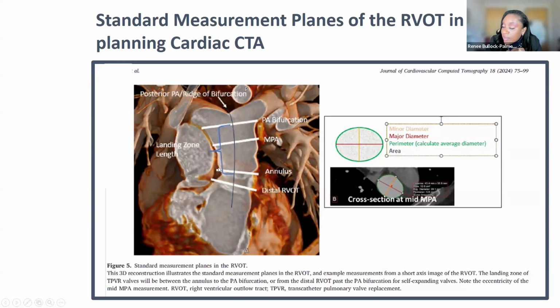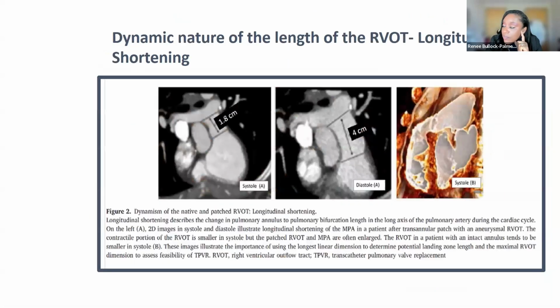You want to look at the length of that landing zone, because that will determine what type of valve is able to be placed in that pulmonary artery when you're planning for these patients. And this is just what it looks like. You can see that there can be quite a lot of variability in systole and diastole. In this particular case, that length from the annulus to the bifurcation is 1.8 in systole. It expands to 4 centimeters in diastole.